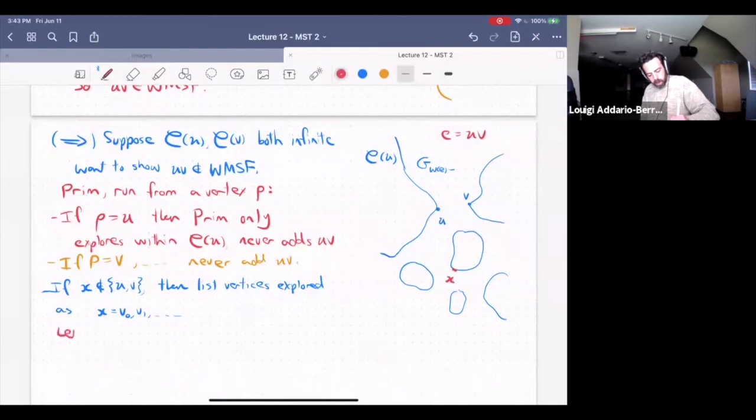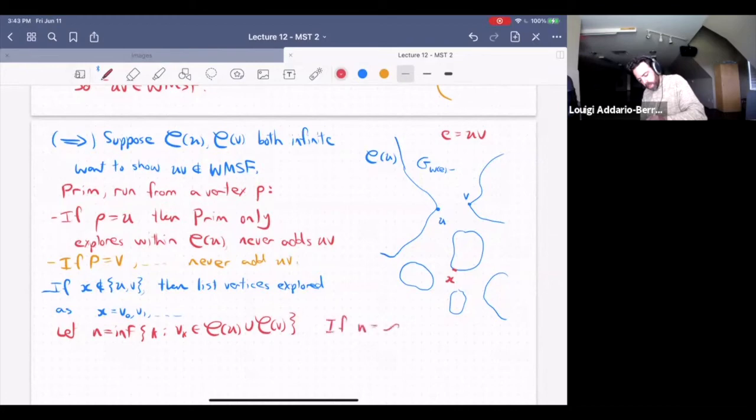So if I write N for the first time, so the first K such that Vk is in one of Cu or Cv, right? Then, if N is infinite, then the edge UV is not in Tx, right? Because that says that the exploration just wanders off in other directions, doesn't go over here, okay?